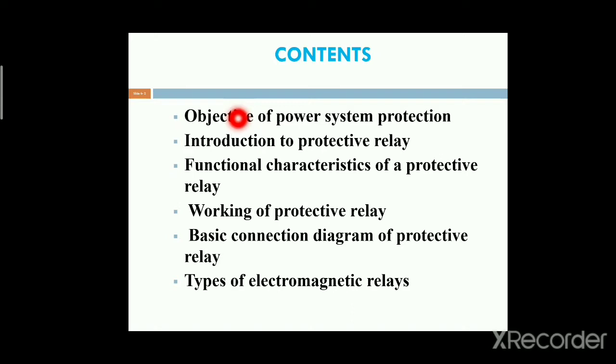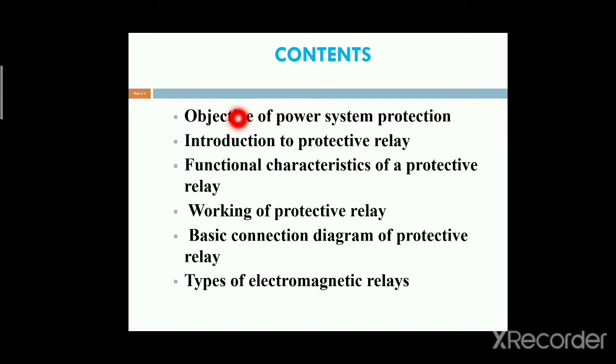Normally, what is the function of a protective relay? It senses the fault, determines its location, and finally sends a tripping command to the circuit breaker. Then the circuit breaker, after getting the command from the protective relay, disconnects the faulty element.